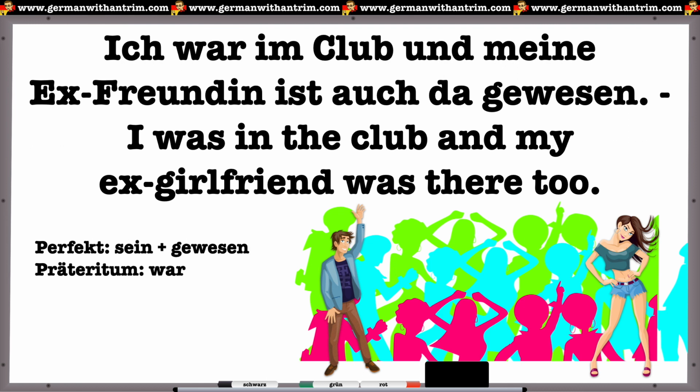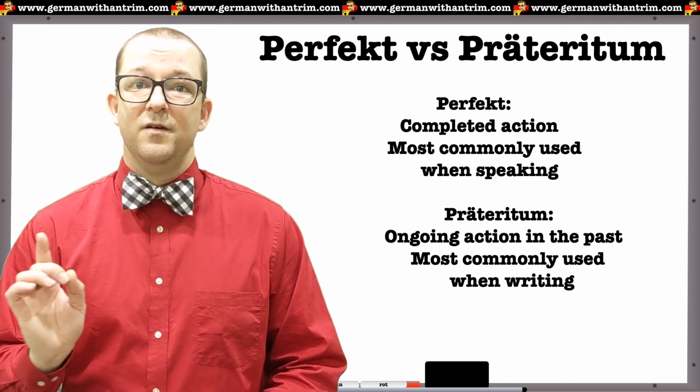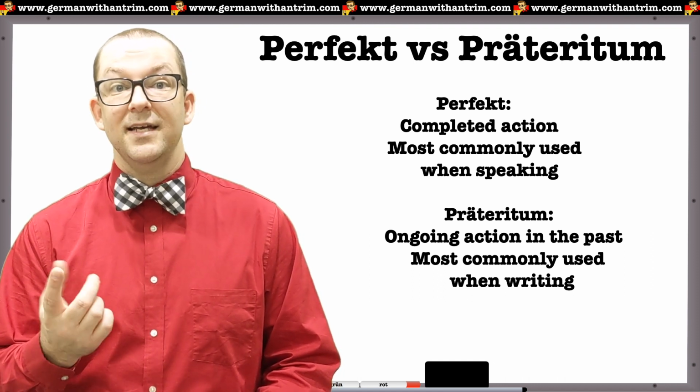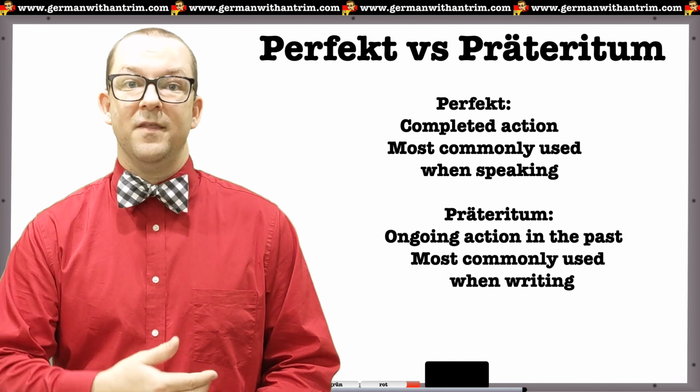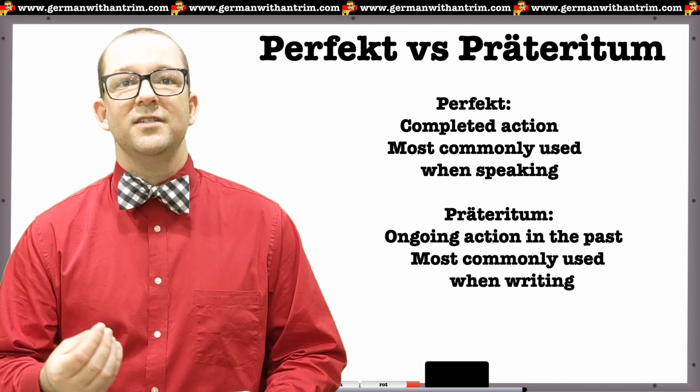Let's switch the sentence around and see what happens. Ich bin im Club gewesen und meine Ex-Freundin war auch da. I was in the club and my ex-girlfriend was there too. In this version, the presence of the ex-girlfriend sets the time when everything else happens, and the first half of the sentence shows what happened during that time frame. The bottom line: the perfect tense is a completed action, while Präteritum, or simple past, is an ongoing action occurring within the past. In practice, most people don't see a distinction because the difference is so subtle.